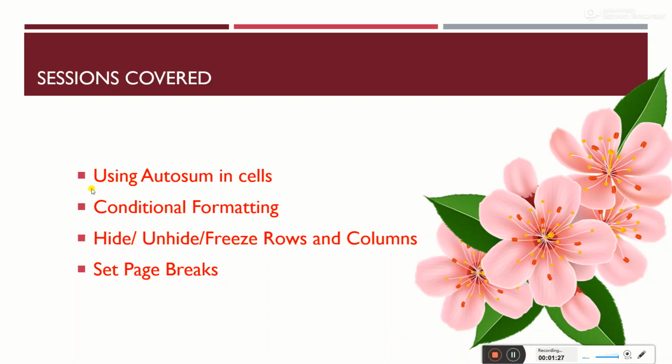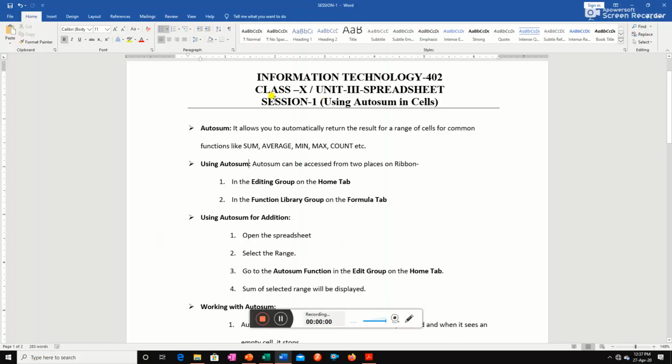I am going to start the very first session, using AutoSum in cells. So unit 3 session 1 is using AutoSum in cells. What is the function of AutoSum? It allows you to automatically return the result of a range of cells for common functions like sum, average, minimum, maximum, count, etc. So how will you use AutoSum?